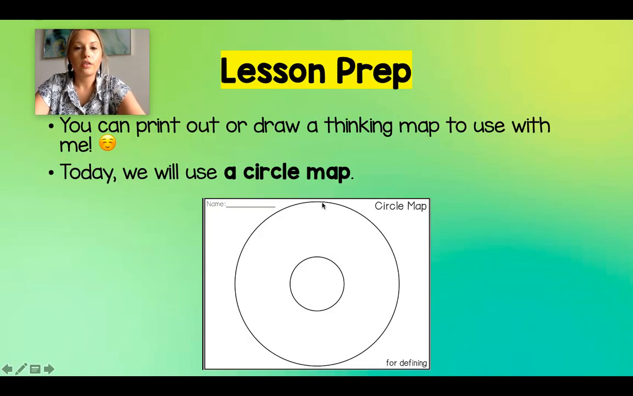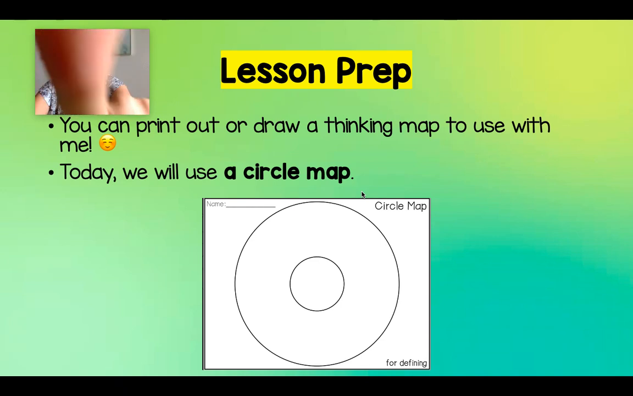Okay, so for today's lesson, we're going to be using a circle map. You can get it on Google Drive if you go to the Thinking Maps with the light bulb, find a circle map, or you can draw your own circle map. So go ahead and get a blank piece of paper and a pencil. You can pause the video. When you're ready, go ahead and click play. Okay, if you're still watching, that means you're ready.